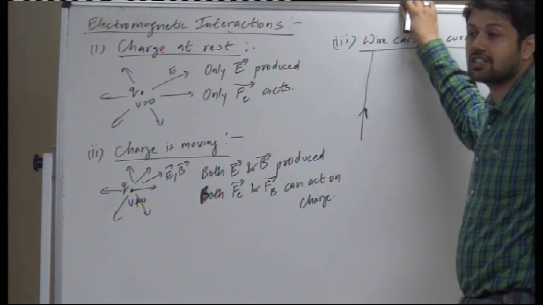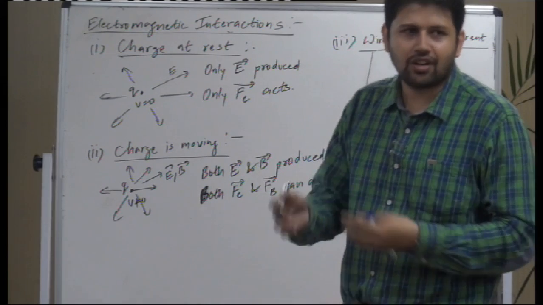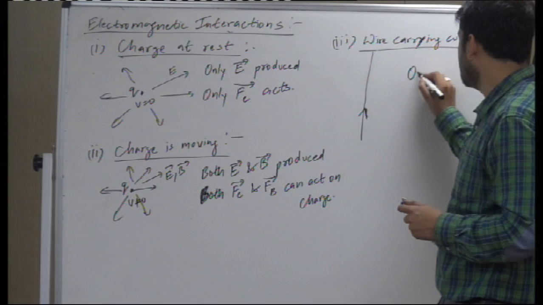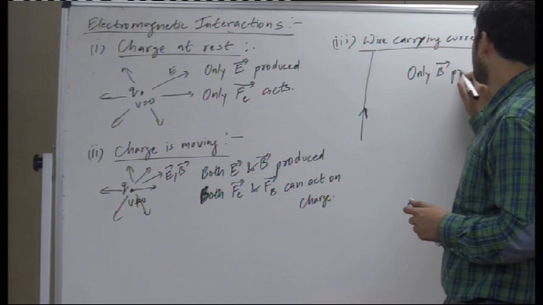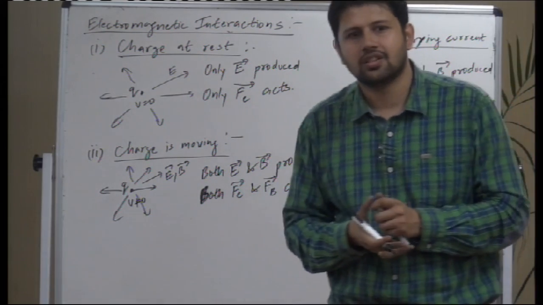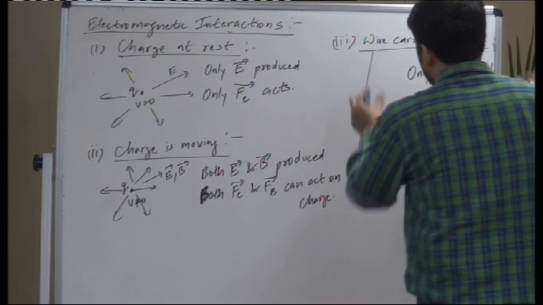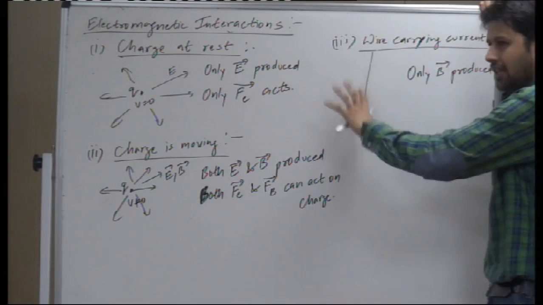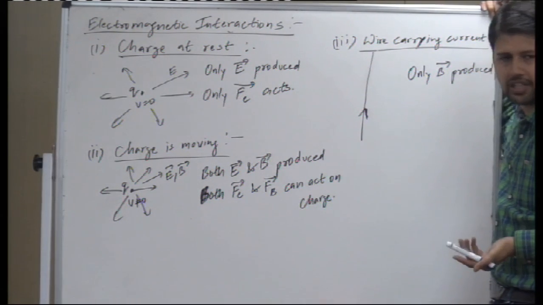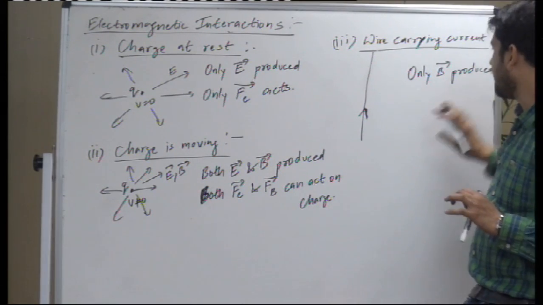Why? The current carrying wire is neutral. A current carrying wire is always neutral, so only B vector is produced. Do you remember that only unbalanced charges produce electric field, or electric flux? The positive and negative charges are present at the same position, so they would produce equal and opposite electric field. So net electric field would be 0 everywhere, at any point of time, right? So only magnetic field is produced.